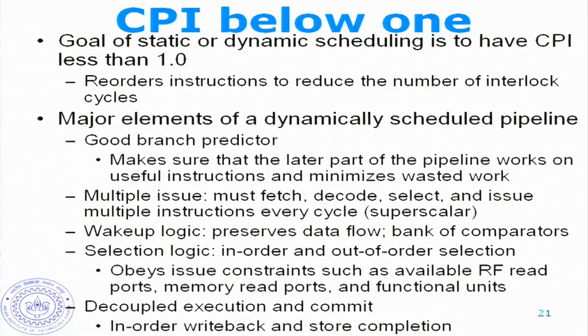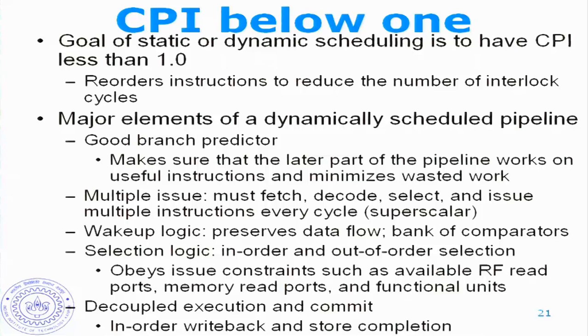At each stage, if you observe carefully, you're introducing certain constraints for implementation purposes. For example, here you're saying that I don't have an oracle predictor. I have a realistic predictor which will make mistakes sometimes. That will actually increase your CPI by some amount. Here you're saying that I cannot really fetch, decode, select and issue an infinite, unbounded number of instructions. I have some limit there. That will further increase your CPI.